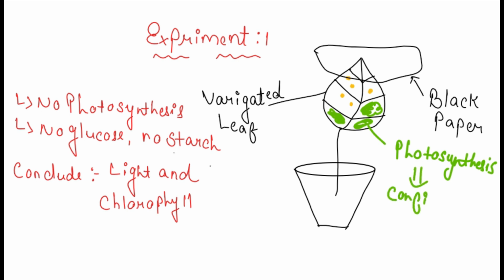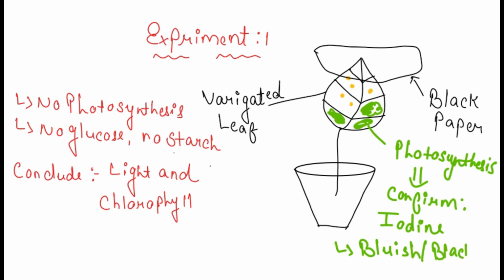To confirm the process of photosynthesis, we are adding the reagent, that is iodine. From this we get the result that the portion will become bluish in color, or blackish, or we can say that a blue-black color will be obtained by adding iodine.